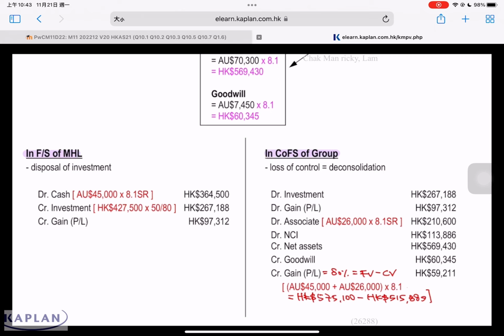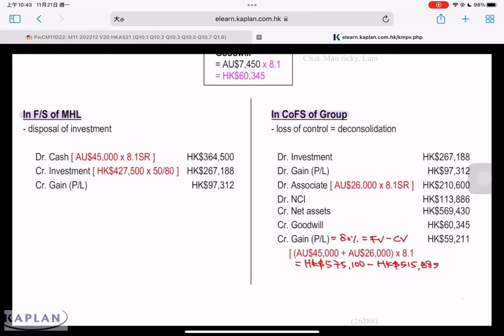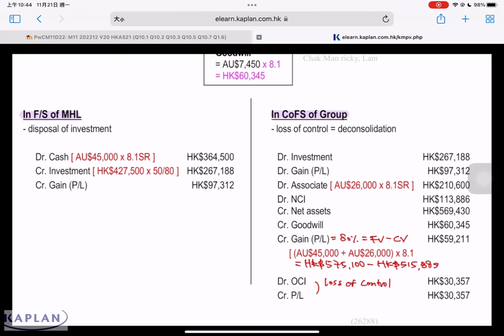Upon loss of control, there's one more step for foreign operations. We must reclassify the translation differences from OCI back to P&L. This is the translation difference belonging to the parent. When the control is lost, we must transfer this from OCI back to P&L. So there's one more adjustment entry. Debit OCI, credit profit and loss, 30,357. When the control is lost, reclassify the translation differences from OCI back to P&L.